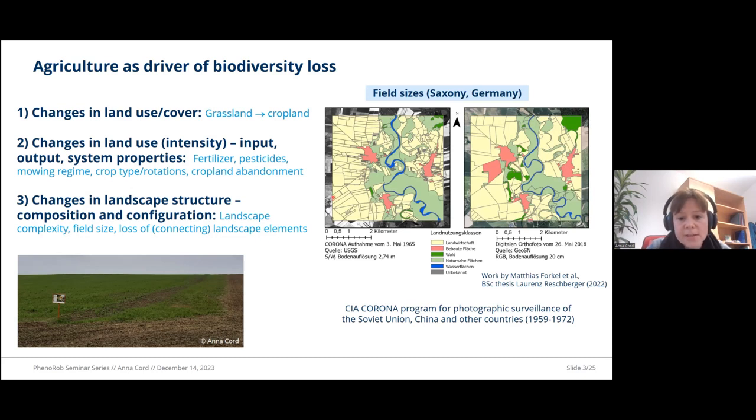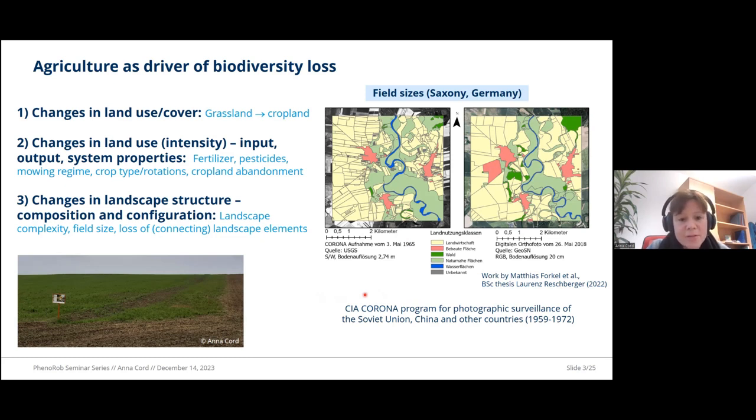And field sizes, I'm based in Dresden, and this is a region where we saw huge changes in field sizes over the past decades. This is an example from a collaboration with a remote sensing group, which is really interesting, where they derived remote sensing data from the CIA. It's called the Corona program, and it was basically used to survey or to spy on the interesting countries.